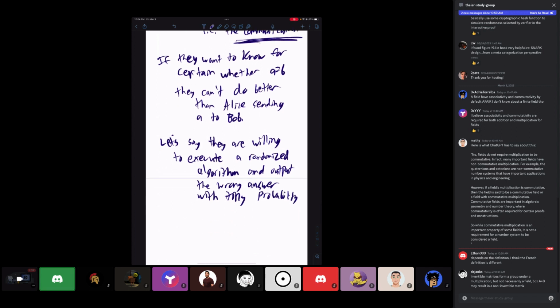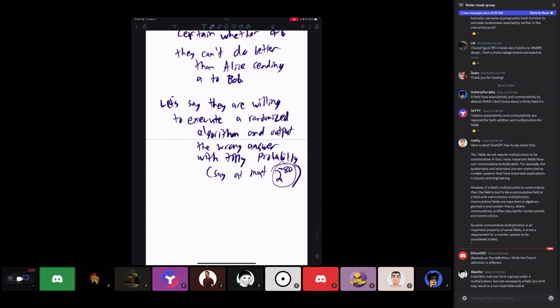Okay, let's say at most 2 to the minus 80. So they're willing to have some really small chance of making a mistake, but they really want that probability that they make a mistake to be really, really small. Like 2 to the minus 80 is pretty small. You could even ask for it to be smaller. The cost of this protocol that I'm going to show you grows very, very slowly with this probability. So they easily could make it 2 to the minus 160 or something.